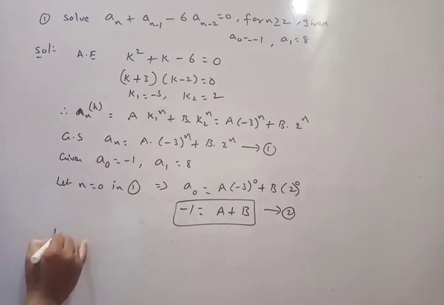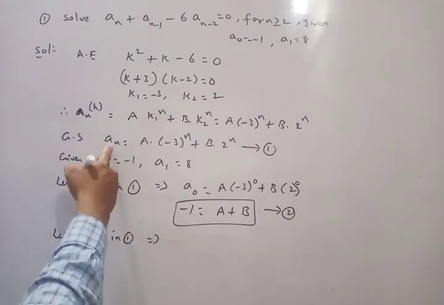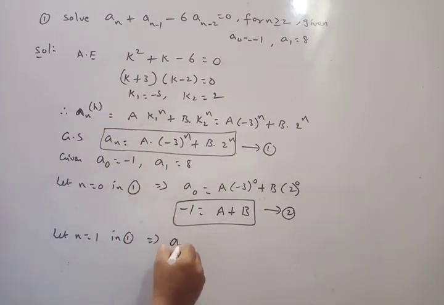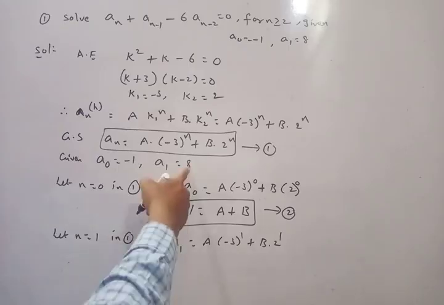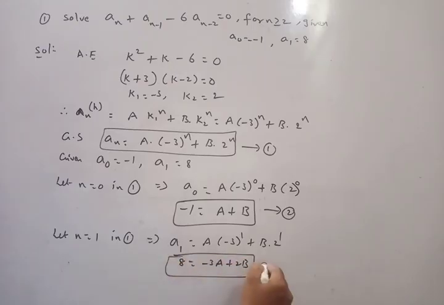Next, let n is equal to 1 in equation 1. If I substitute n is equal to 1, a_1 is equal to a into minus 3 power 1 plus b into 2 power 1. a_1 is 8, so 8 is equal to minus 3a plus 2b. This is our second equation. So now solve these two equations.